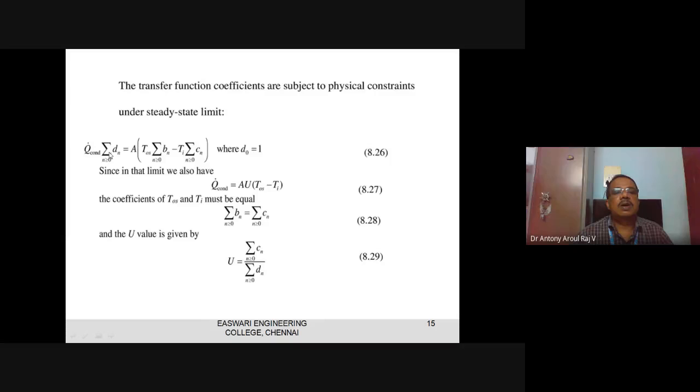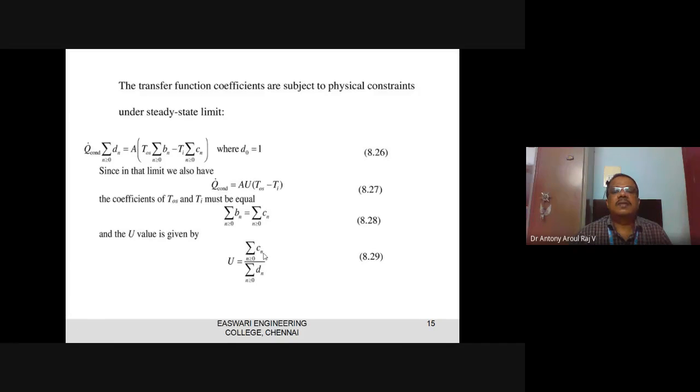So what is U? It is obvious. Here they have taken summation Cn, or it is as good as summation Bn also, because both are equal, divided by Dn. So at the steady state, you are taking this outside and making Q equal to UA del T. From that you are deriving that U is equal to the summation of C divided by the summation of D. So how many calculations you are making? As many as you want to take.